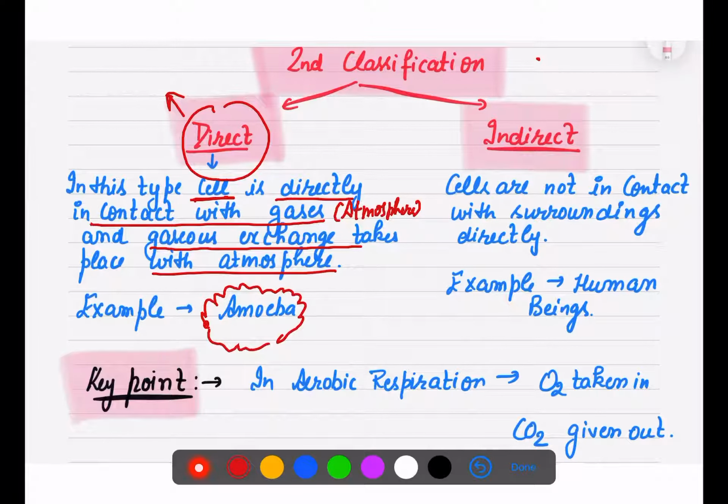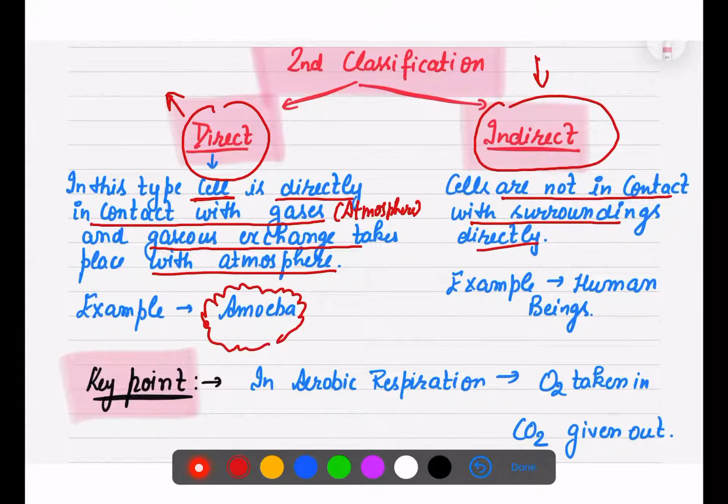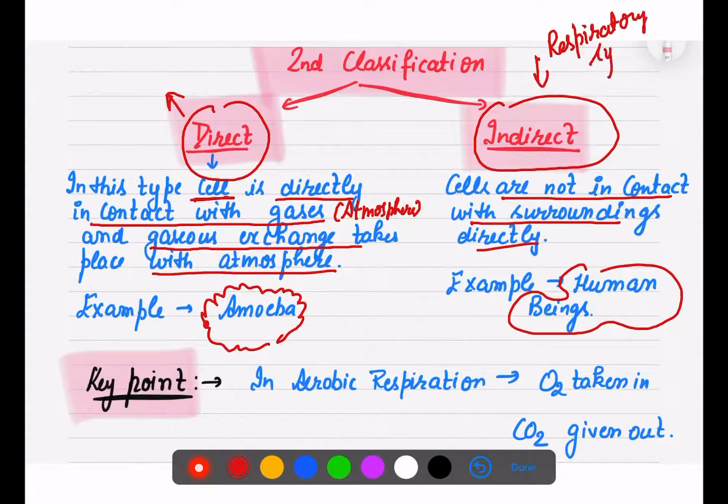But in our case it is not possible, as our cells are not directly in contact with the atmosphere. So cells are not directly in contact with the surroundings. An example is the higher organism like us, that is human beings, because we have a separate system, and in that separate system there are tissues which play a role in the exchange of gases, which we are going to take further in our lecture.